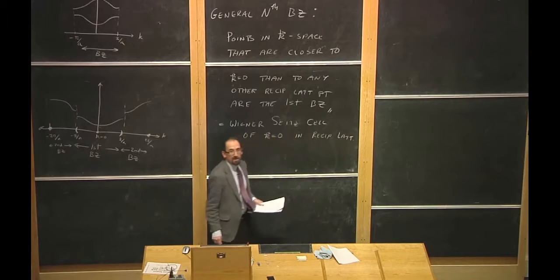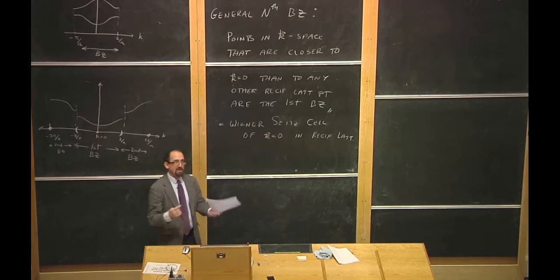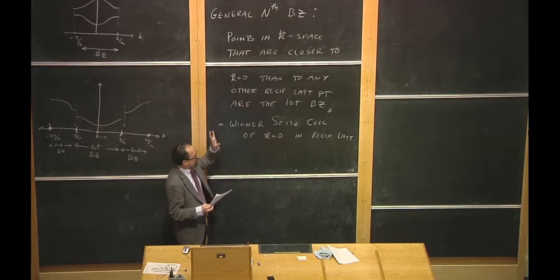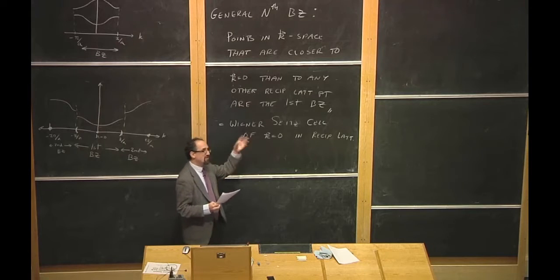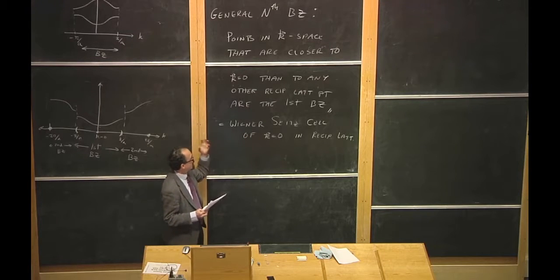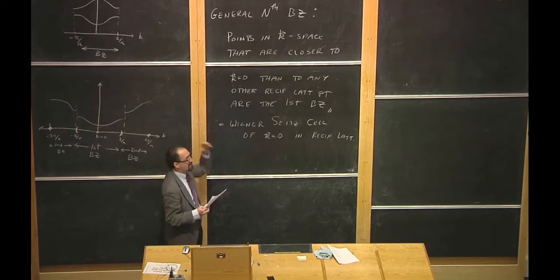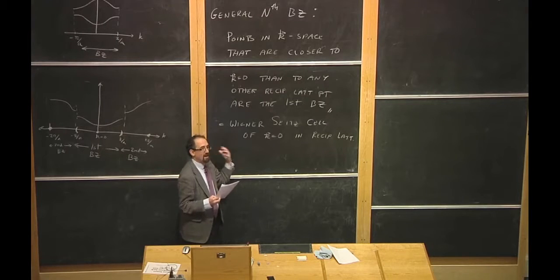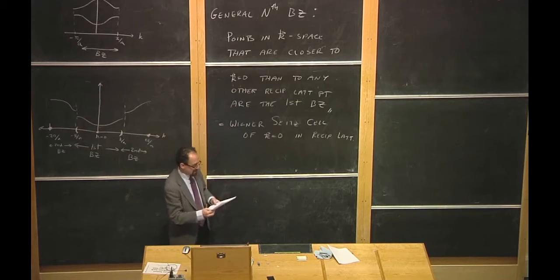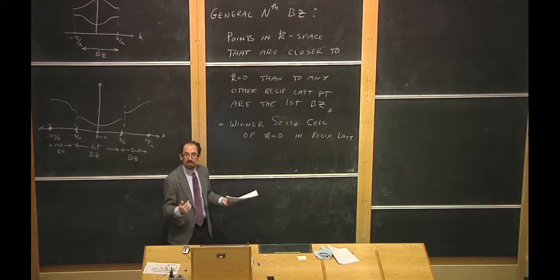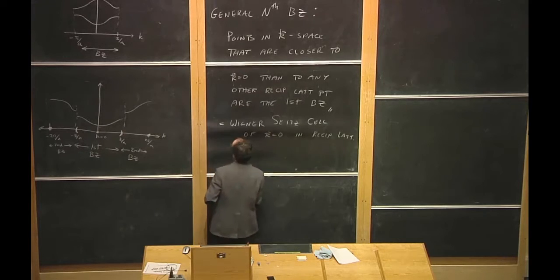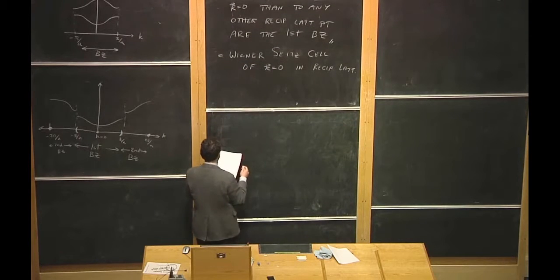Does that sound familiar, I hope? All points that are closer to a given lattice point than to any other lattice point constitute its Wigner-Seitz cell. So all points that are closer to k equals 0 than to any other reciprocal lattice point constitute the Wigner-Seitz cell of the k equals 0 point in reciprocal space. Good? Yes? Okay, good. So how about the second Brillouin zone?